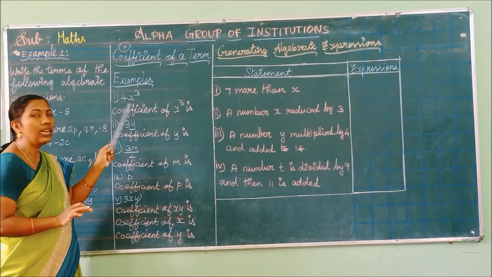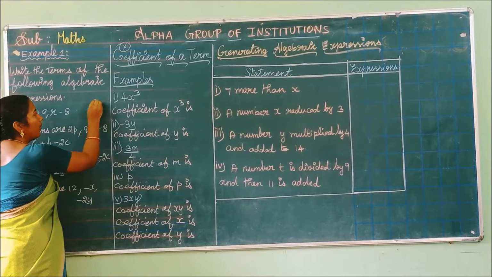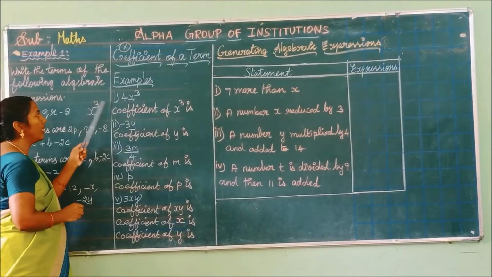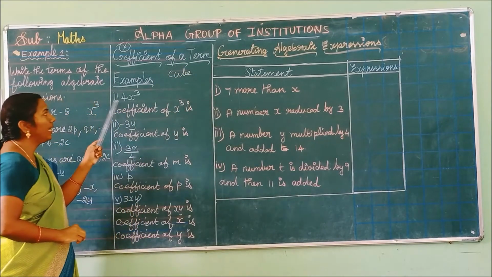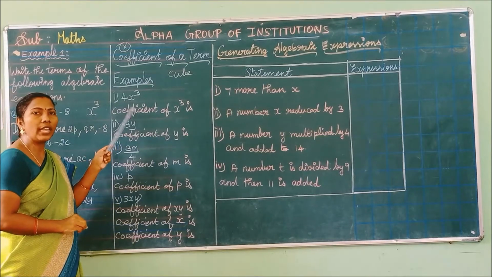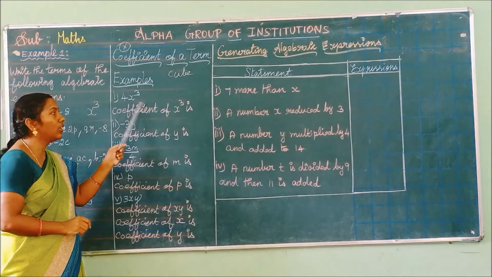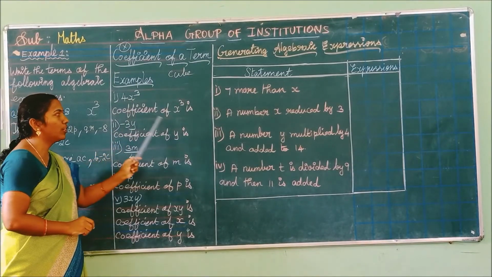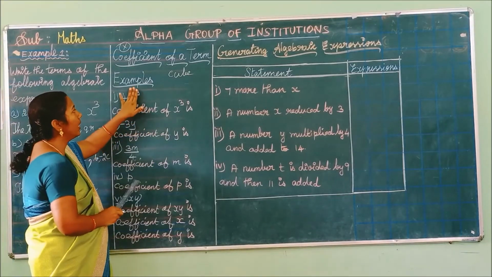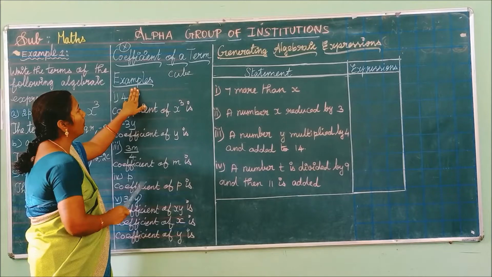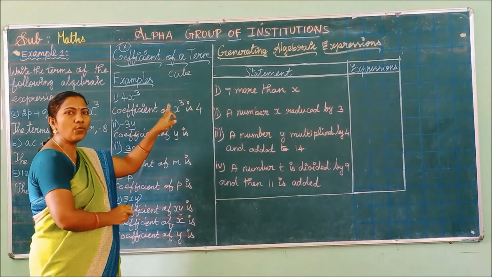See here, this is an algebraic expression. How can you read this? x to the power of 3. 3 means you can read it as cube. C-U-B-E. So we can read this expression as 4x cube. Okay. 4x cube. This is the given algebraic expression. Now we are going to write coefficient of x cube. To find the coefficient of x cube, hide the x cube. What is the remaining number? 4. So 4 is the coefficient of x cube.